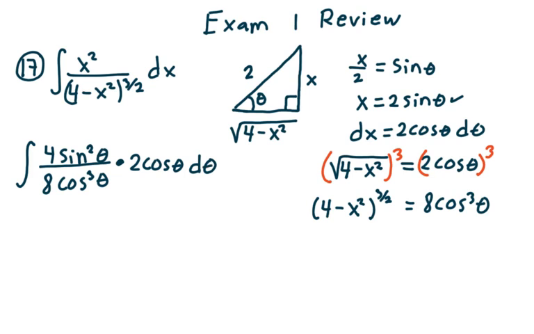And then it's really slick from here. Now, 4 times 2 is 8, and there's an 8 in the denominator there. Remember, 8 over 8 is 1. And so this is the integral of sine squared theta divided by cosine squared theta d theta. So this is the integral of tangent squared theta d theta.